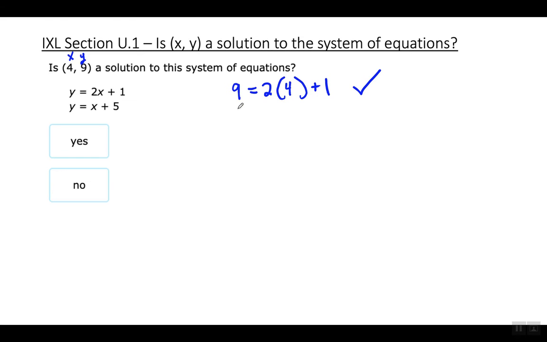Now let's check on the bottom. On the bottom it would be 9 equals 4 plus 5, and that also is true. So that means that yes, this is a solution to this system of equations.